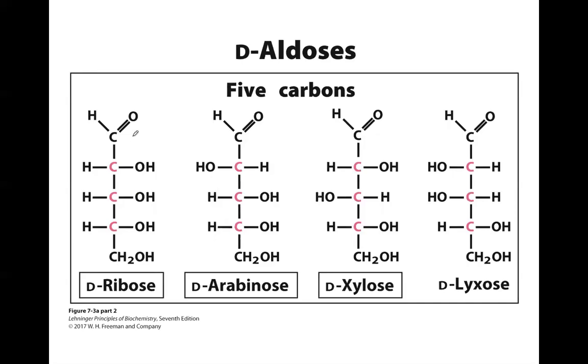So this is our ribose. These are 5 carbons. So we have hydroxy group on the right, D sugar, D-ribose; D-arabinose, hydroxy group on the right; xylose, hydroxy group on the right; and lyxose, I don't know how to pronounce that, hydroxy group on the right.